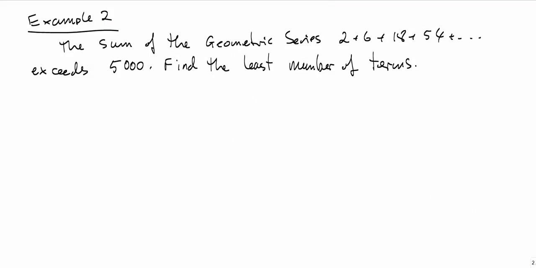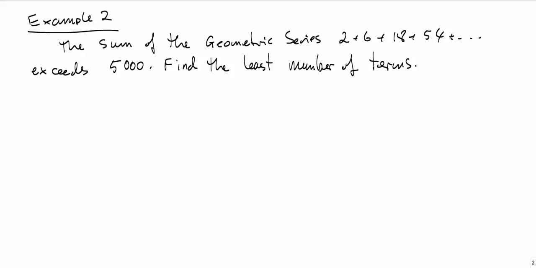Okay, second example. The sum of the geometric series 2 plus 6 plus 18 plus 54, and so on, exceeds 5,000. Find the least number of terms. So we're adding up all these terms of the series, and we know that the total sum is more than 5,000. What is the least number of terms where that is true?